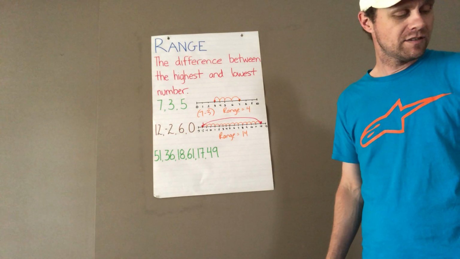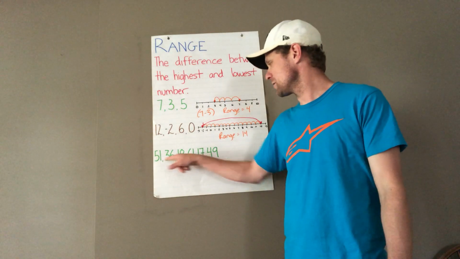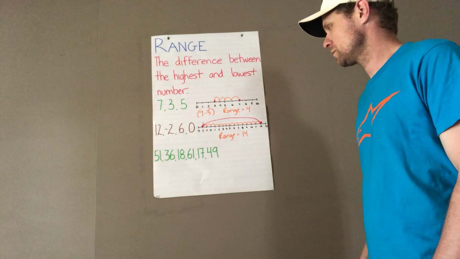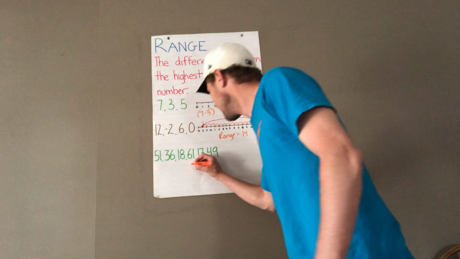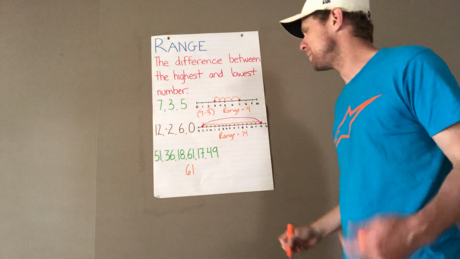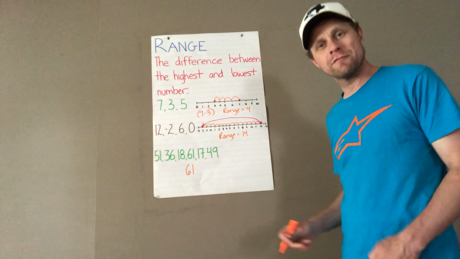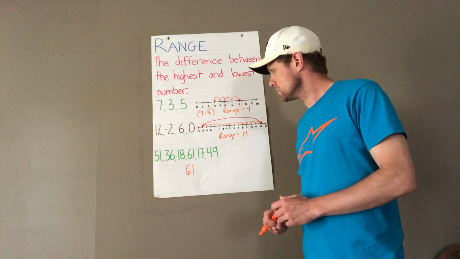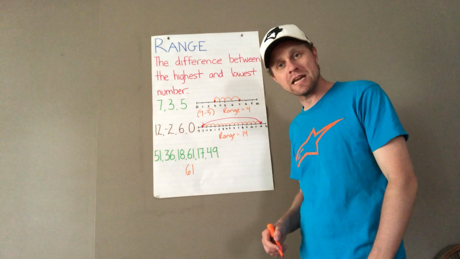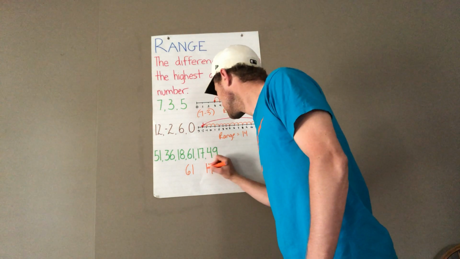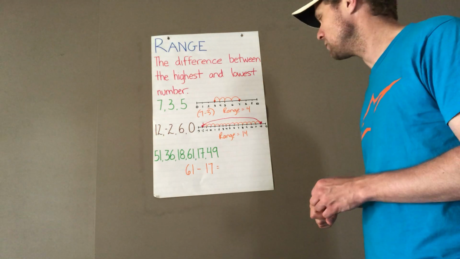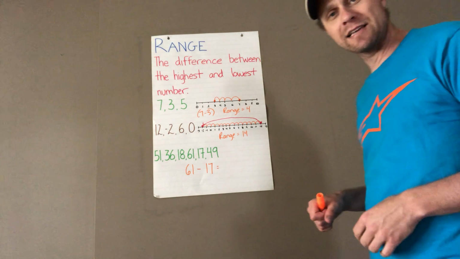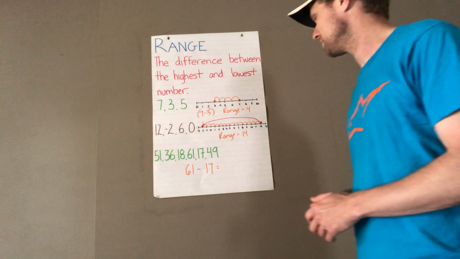What's our largest number in this group? What is it? I heard it at the back. Somebody said 61. Love it. 61 is our biggest number. Now take a look and find the lowest number. 17. Good. We're going to find the difference now between 61 and 17. So take a second, do the math, and let me know.